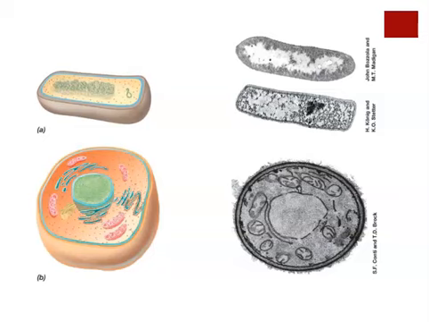You've seen this slide before. You've seen the drawing of a prokaryotic and a eukaryotic cell. That's what's on the left side of the slide. And then the electron microscope images of those two types of cells. Prokaryotic on the top, eukaryotic on the bottom. This is a transmission electron microscope image. We know that because we can see the internal details of these cells.